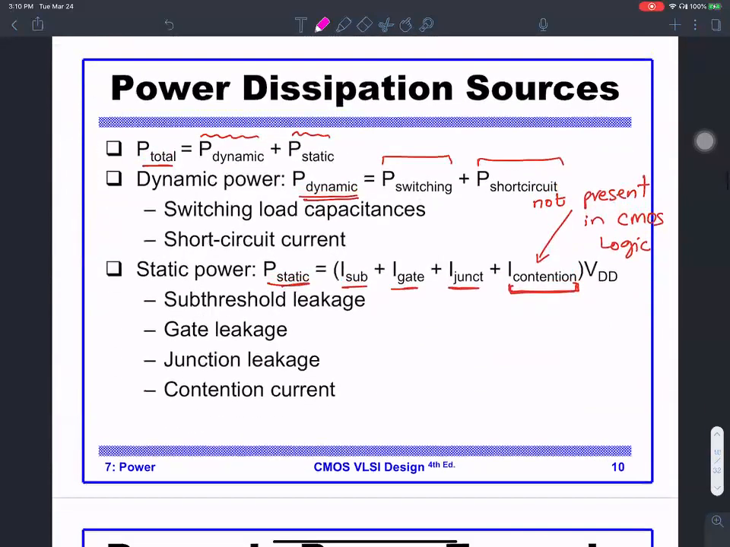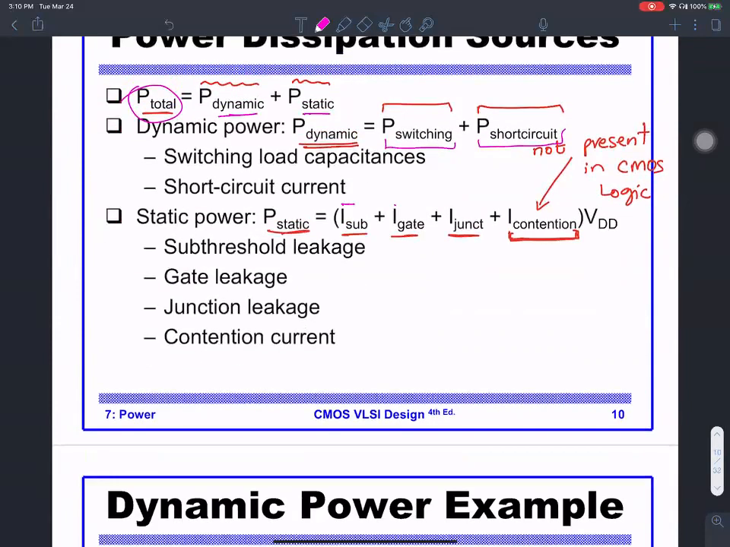So these are the different power dissipation sources. The dynamic power and the static power constitute the total power. The dynamic power itself has the switching power, okay, and the short circuit power consumption. The static power itself is the sum of all the leakages.